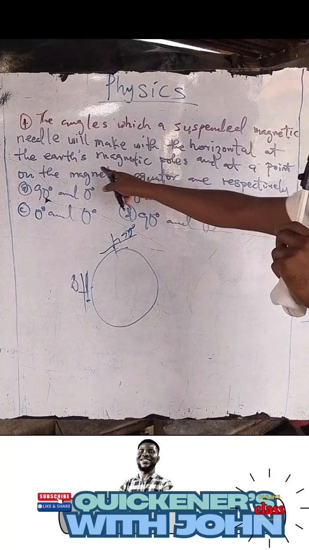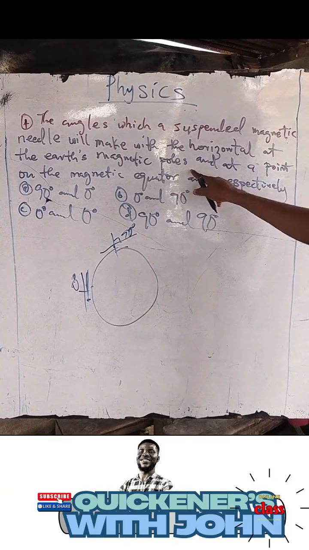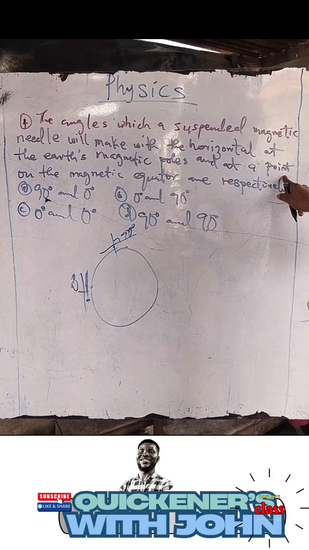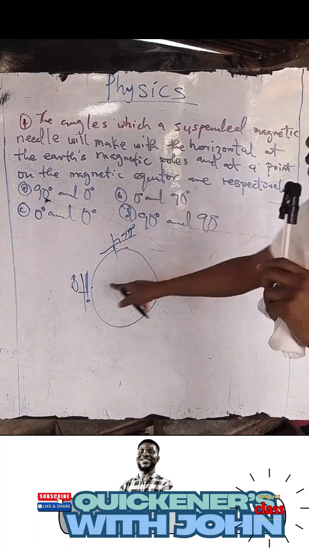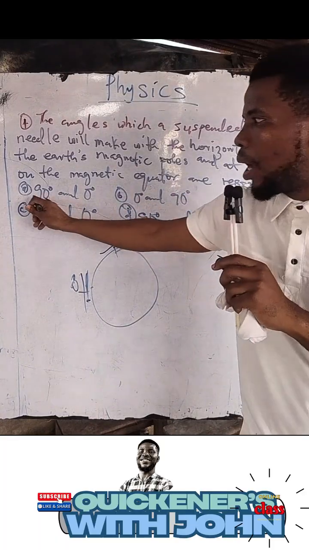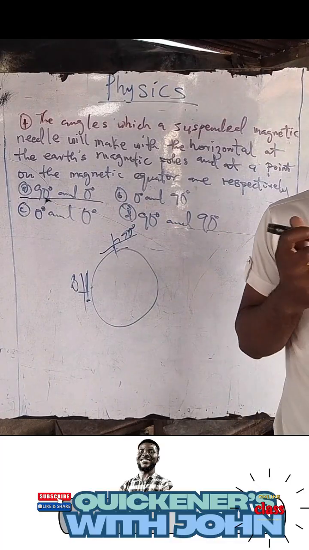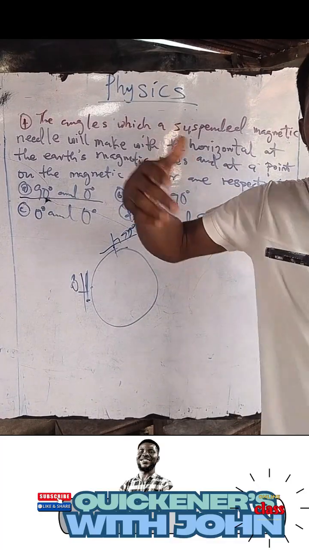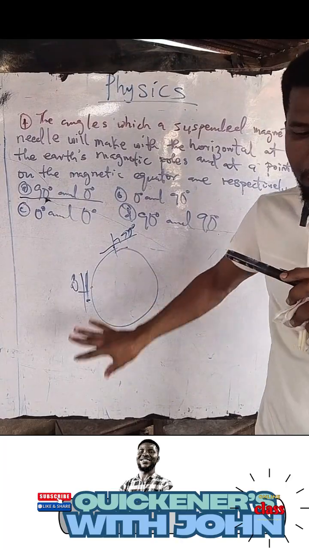Are you with me? So the first one is magnetic north pole, 90. Then the second one is magnetic equator, 0. So 90 and 0. A is the correct answer. I hope you understand this. You can go back to the first question. I explained this very well.